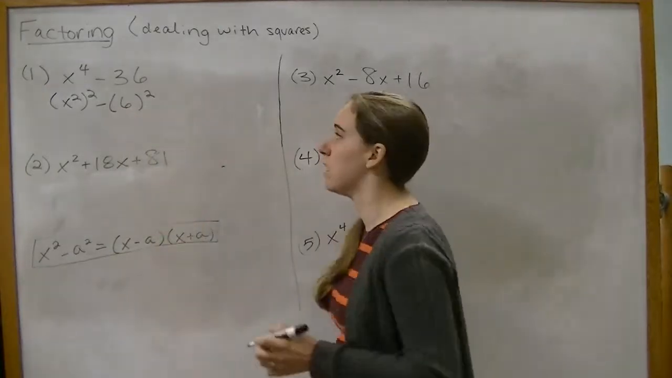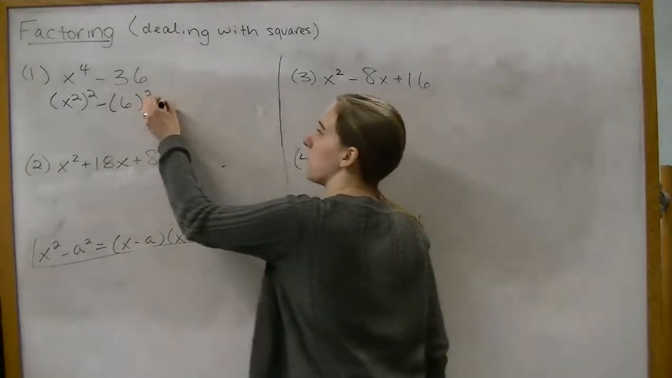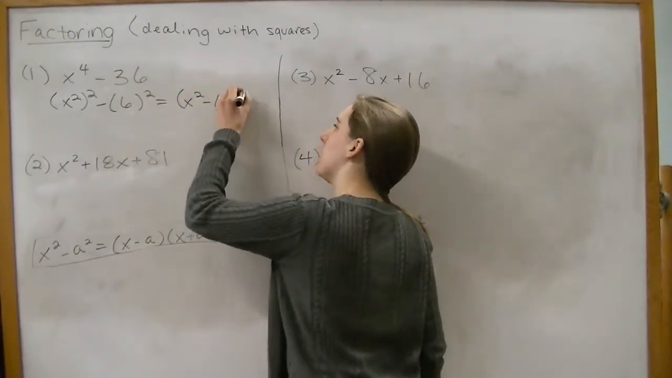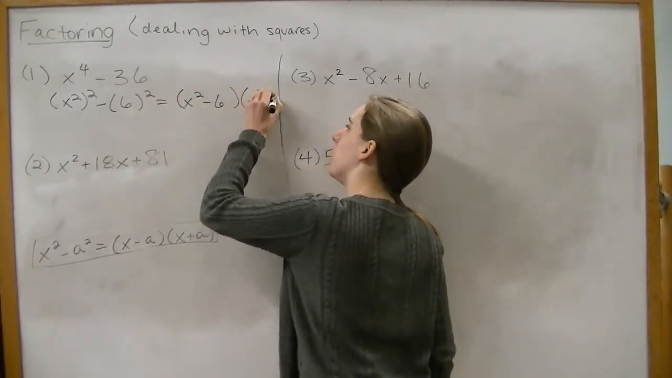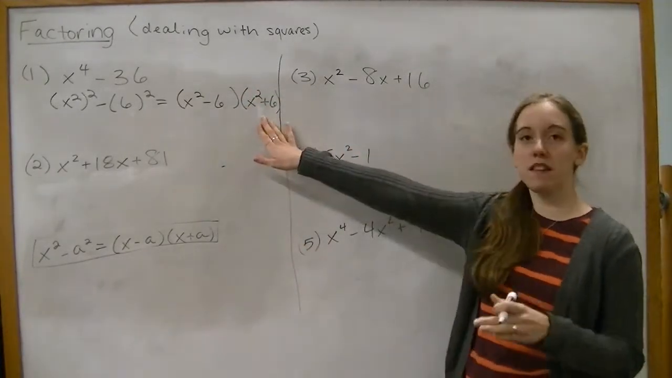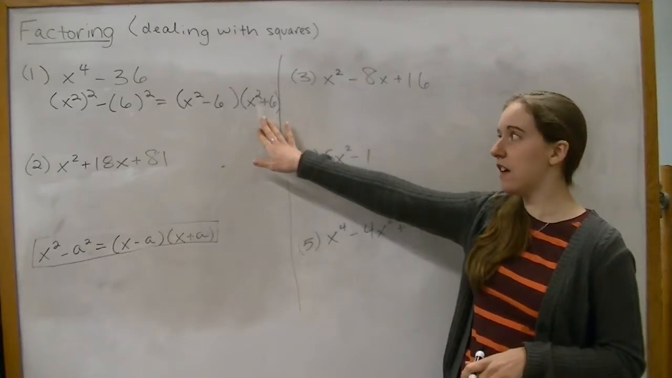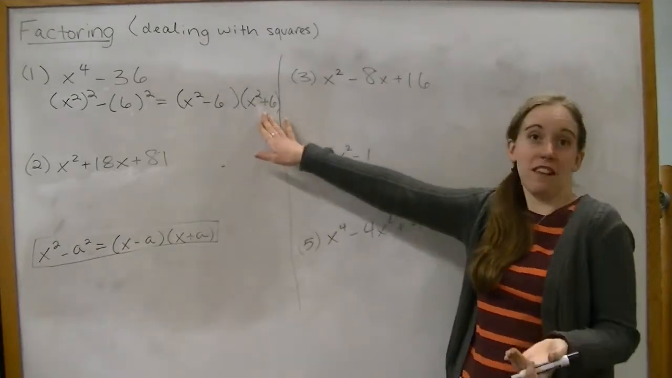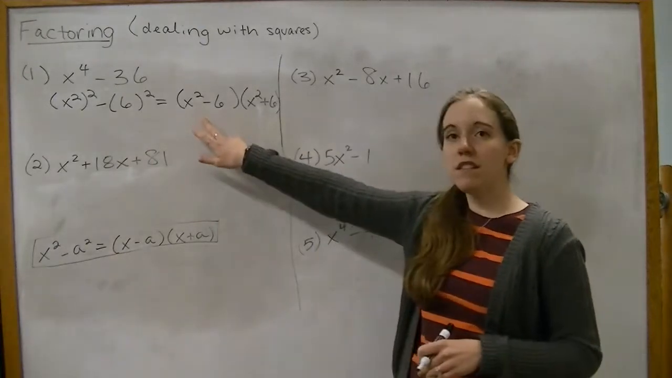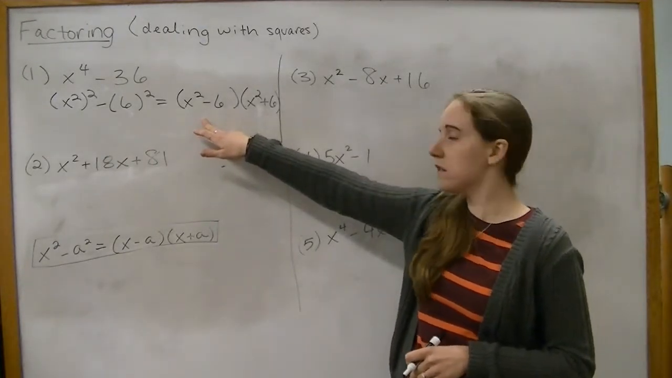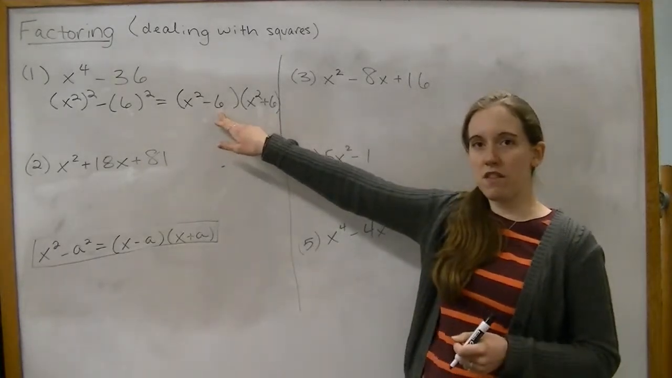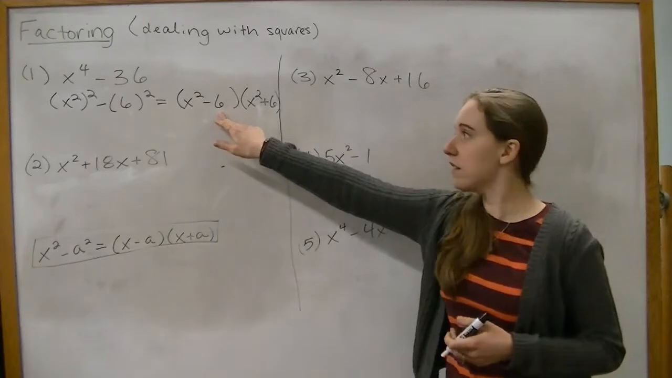We do have this written as the difference of two perfect squares. So we end up with x squared minus 6 times x squared plus 6. Now x squared plus 6 doesn't look anything like the difference of two squares, seeing as it's not even a difference. However, this one does still kind of look like the difference of two squares. But 6 isn't usually a number we think of as a perfect square. X squared is, 6 isn't.